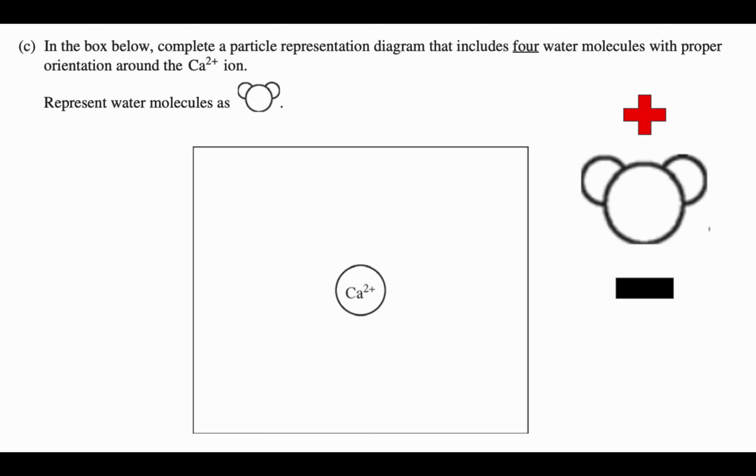Now, we also know that unlike charges attract each other. So we can see here that the calcium 2+ ion has a positive charge. So the H2O molecule is going to be oriented so that the negative charge of the oxygen is facing the positive charge of the calcium 2+ ion, as shown here. Make sure that you draw 4 molecules because that is what is asked in the question, and make sure that all of their negative poles are pointed towards the calcium 2+ ion.